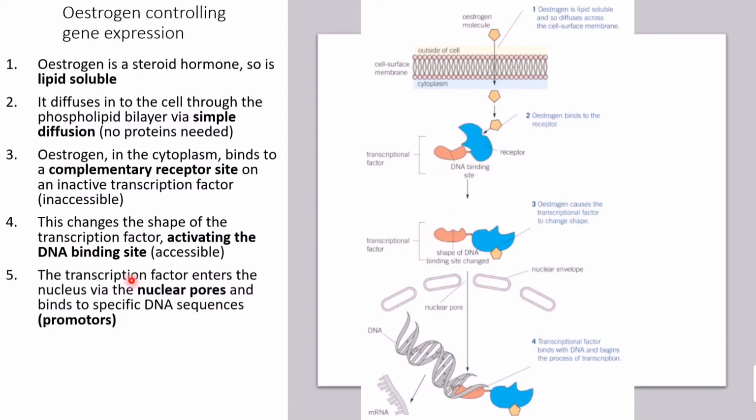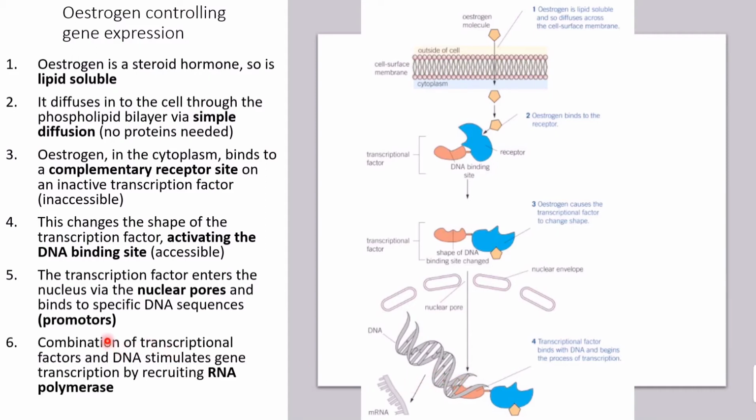So our transcription factor, now activated by the binding of estrogen, enters the nucleus via the nuclear pores. So you can see that here. They enter through the nuclear pores and they bind to specific DNA sequences or promoters. So you can see here that our DNA binding site has now bound to a promoter region. So a transcription factor has now been bound to our DNA.